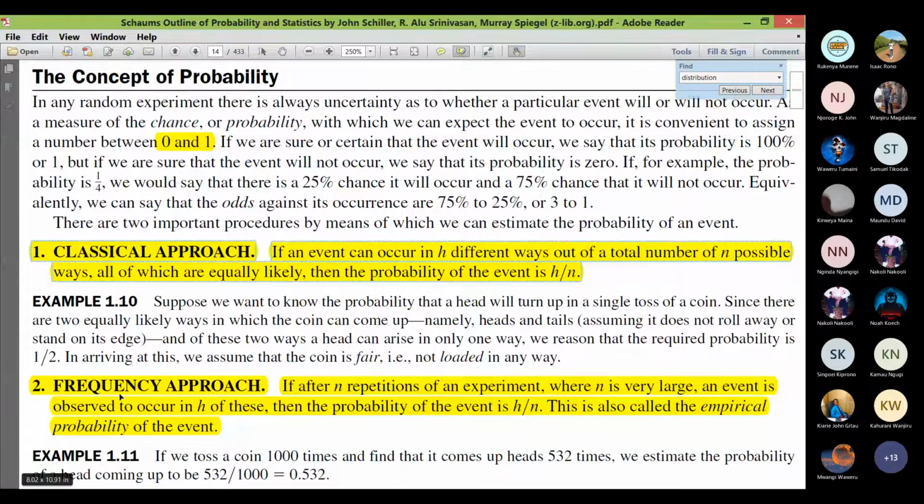Now there's another one called the frequency approach, where you need to do an actual experiment several times. Before you say the probability of getting heads when you toss a coin is a half, we say no. You do an experiment, and in fact do it over and over, maybe around 1,000 times.